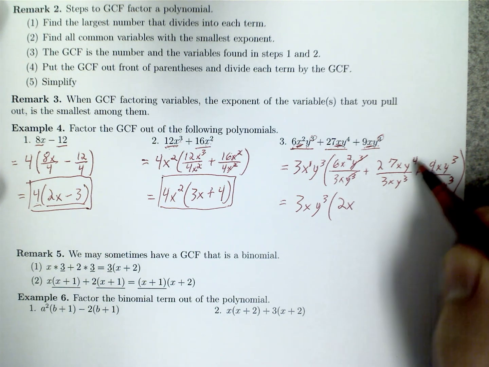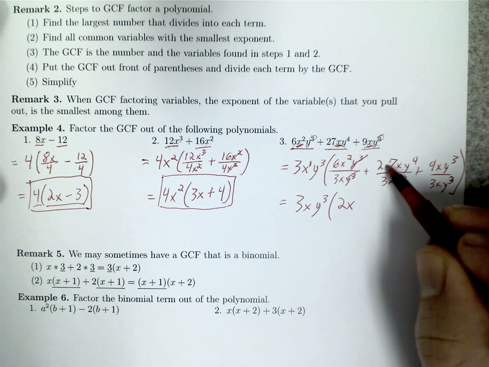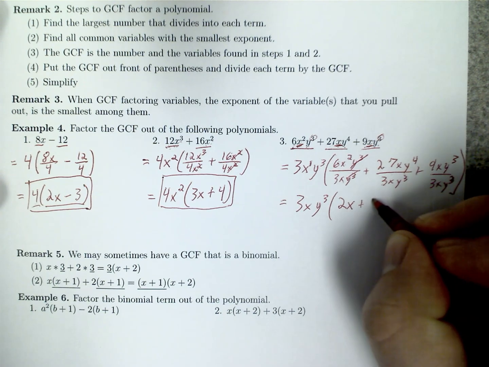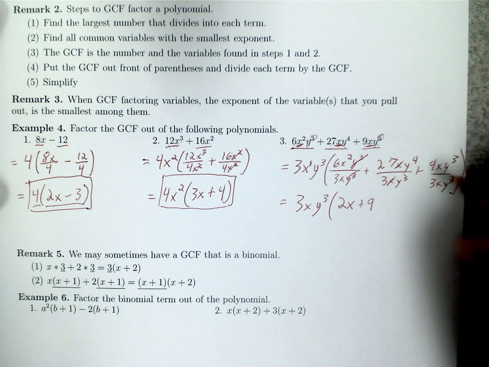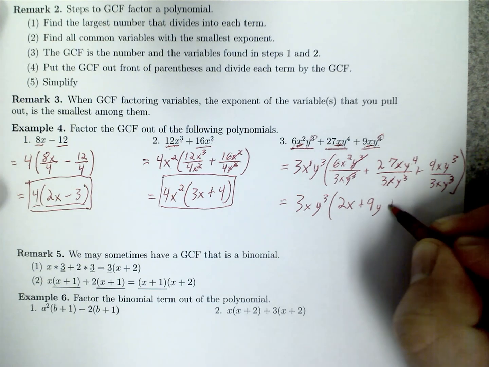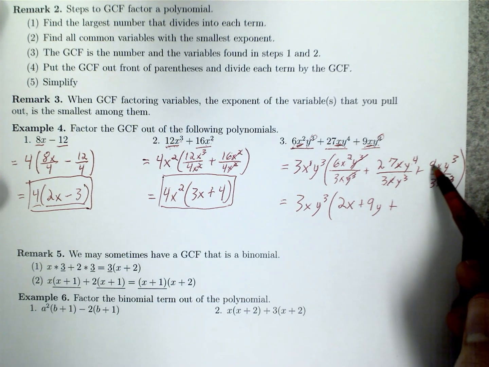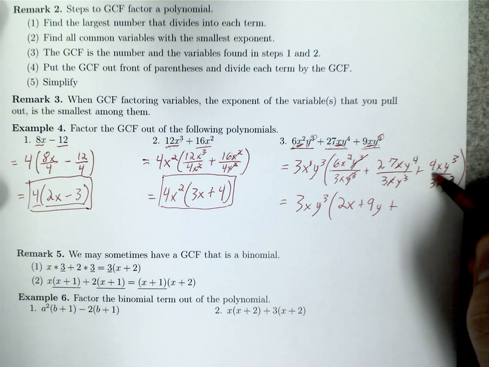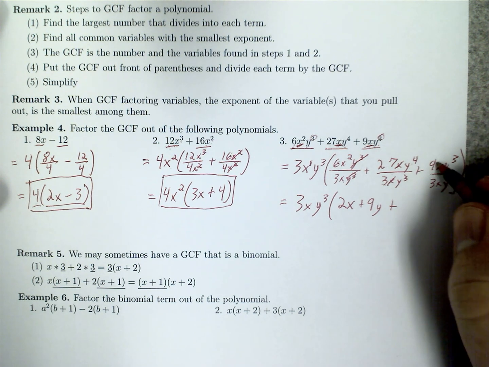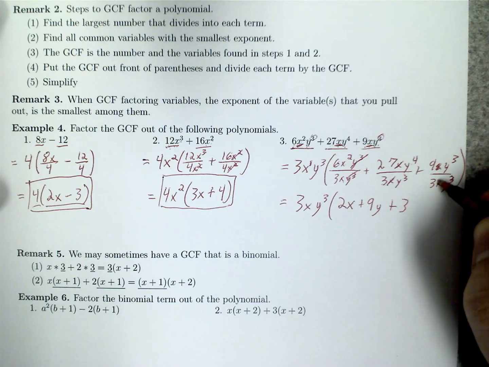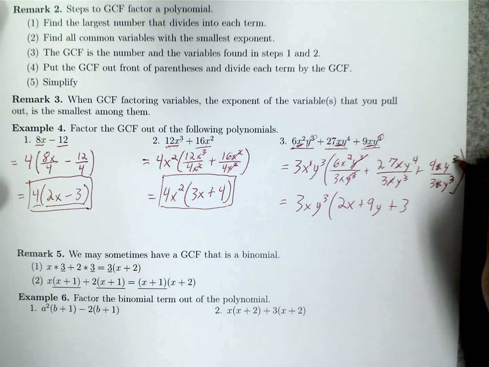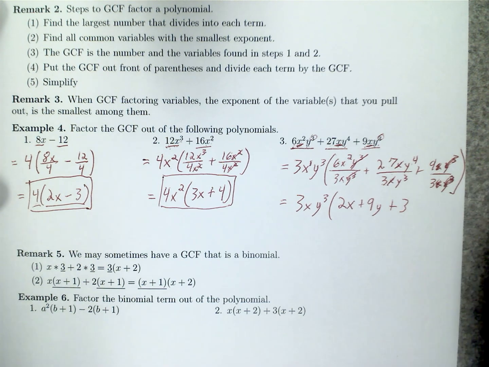27x y to the 4th over 3x y cubed. 27 over 3 is 9. The x's just cancel. Y to the 4th over y cubed is just y. And then the last one, we get 9x y cubed divided by 3x y cubed, so 9 divided by 3 is 3. But then x divided by x cancels out. It becomes multiplied by 1. Y cubed over y cubed, same thing. So we're left with this.